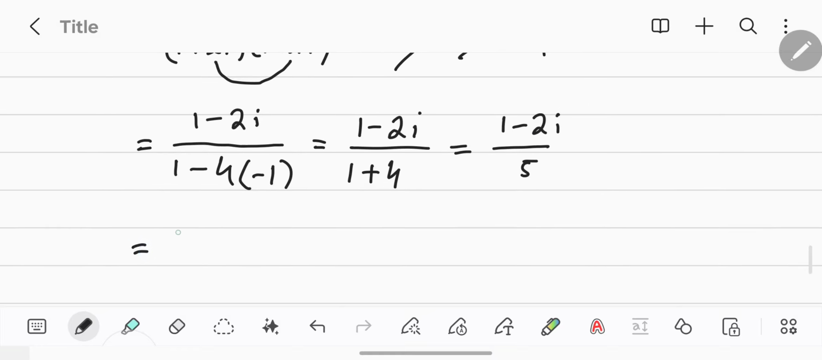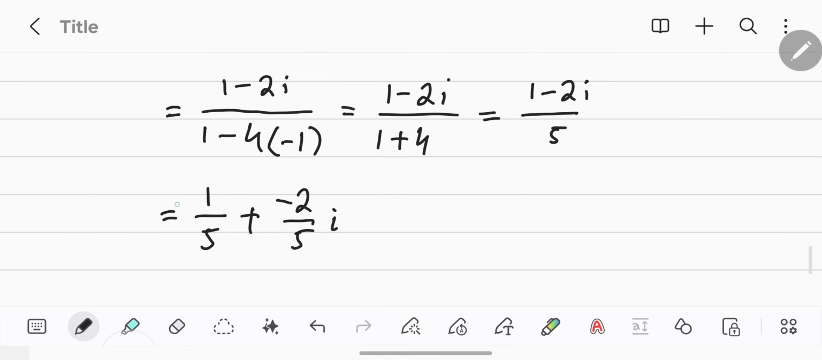Okay? So it will be 1 by 5. So first of all, I will distribute this with this one. It will be 1 by 5. Then plus, I will distribute this 5 with negative 2 iota also. So negative 2 by 5 iota. Now you can check, this is the real part without iota. This is an imaginary part with iota. Okay. So now this is the standard form of the complex number.